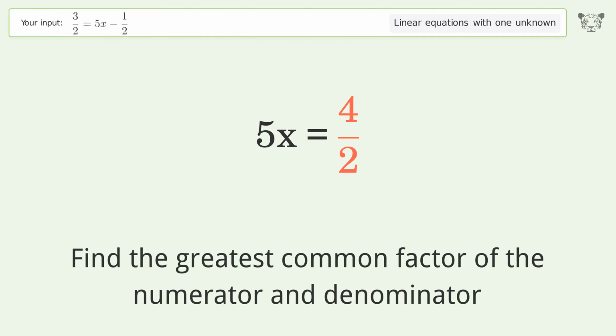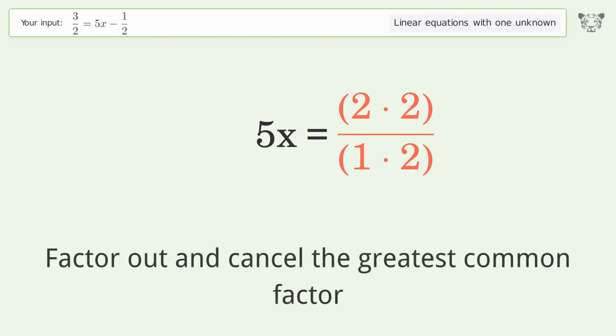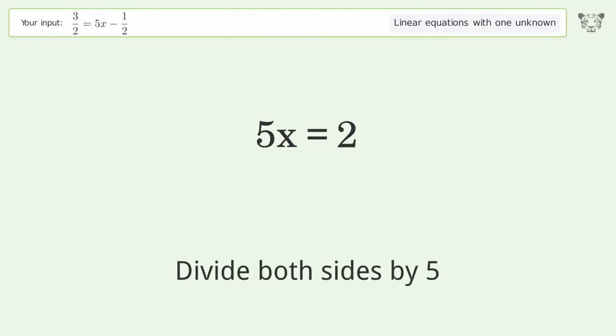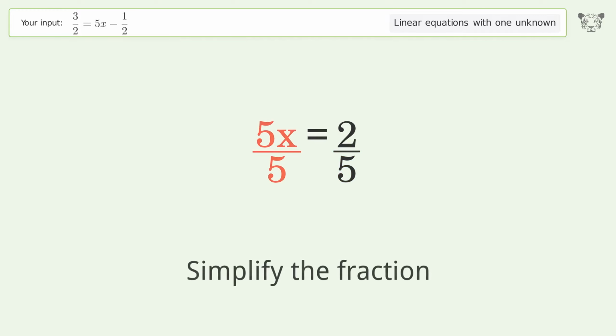Find the greatest common factor of the numerator and denominator. Factor out and cancel the greatest common factor. Isolate the x. Divide both sides by 5. Simplify the fraction.